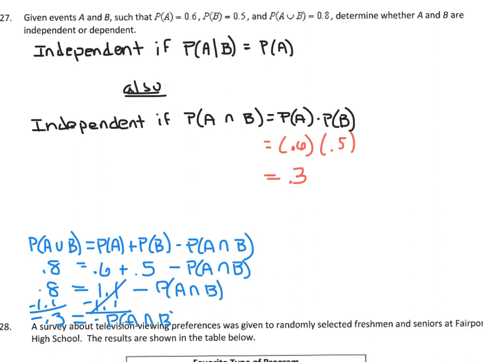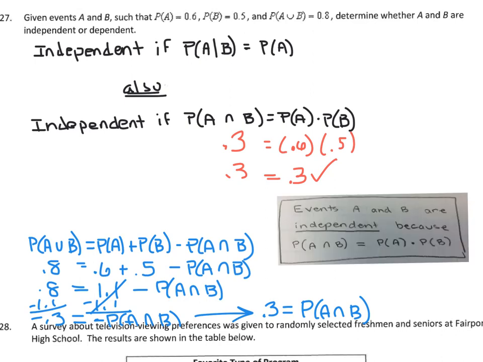I'm running out of room, so I'm going to jump to the answer. If we divide both sides of this equation by negative 1, that tells us positive 0.3 equals the probability of A and B. So we know the probability of A and B is 0.3. If we go back to our formula over here and replace this with 0.3, look at that, both sides of the equation check out. Since they check out, we can write in words that events A and B are independent because, and you would state this rule, because this is the rule we used.